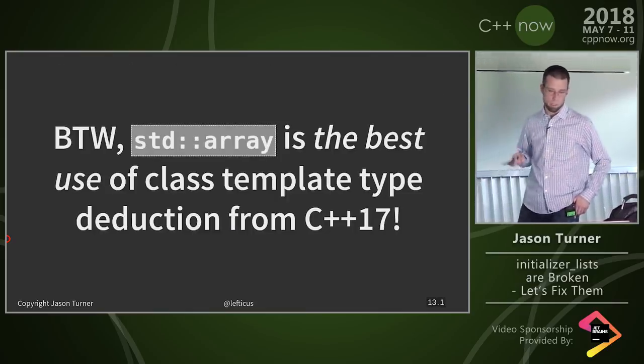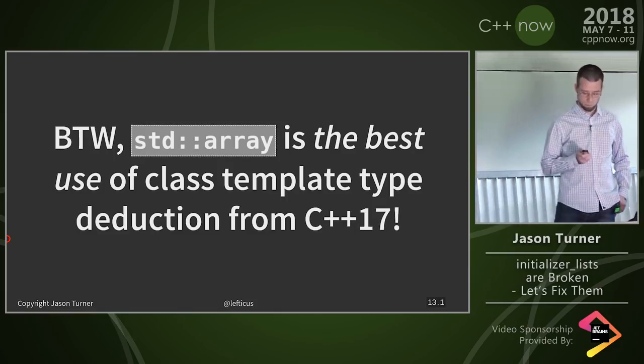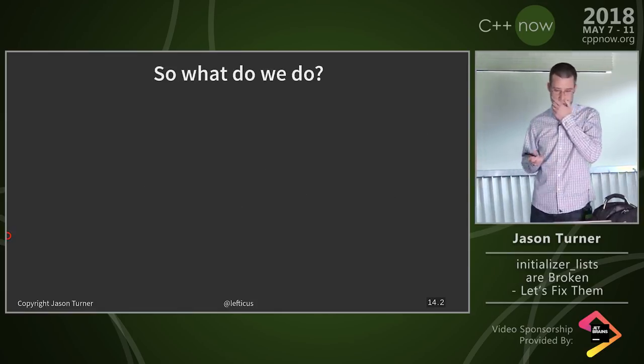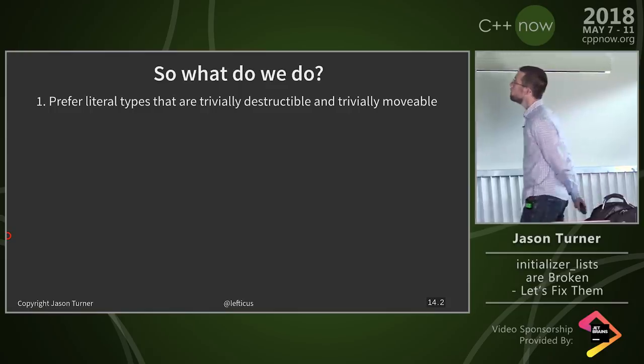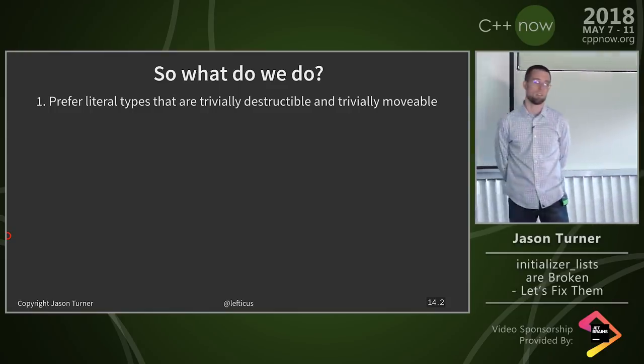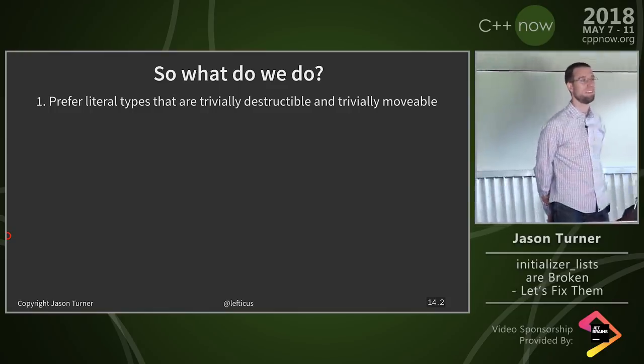So, yeah, that's my strongly held opinion. All right, this is our conclusion. What do we do? If we prefer literal types that are trivially constructible and trivially movable, none of this matters.